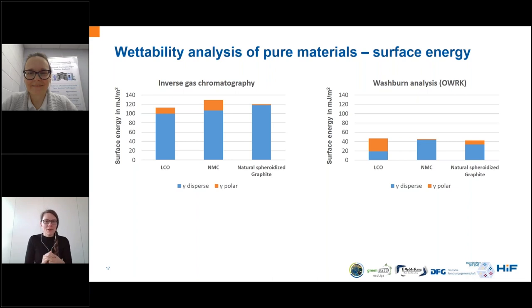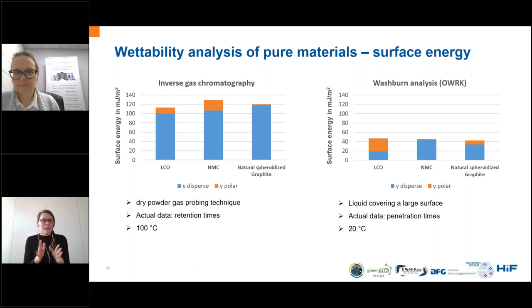But what I found even more interesting is that not only the final values, but also the different components are completely different. So for the IGC, we get the natural spheroidized graphite with the lowest polar component and the NMC with the highest polar component. But for the Washburn analysis, we get the NMC with the lowest polar component and the LCO with the highest polar component. So even though we have these different temperatures where we could explain the final total surface energy values, I would have at least expected that the tendencies within the materials regarding the dispersive and the polar part follow the same trend, which we have not.